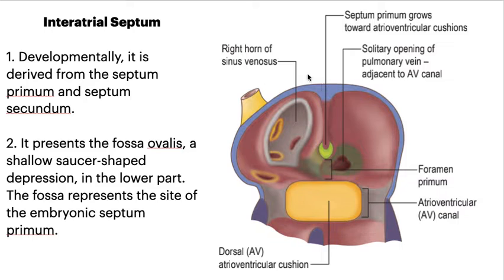So you can see the right horn of sinus venosus, which will give rise to the venous component, or the smooth posterior part. Now, like I mentioned, this interatrial septum between the two atria derives from the septum primum and the septum secundum. It presents with the fossa ovalis. It is a shallow saucer-shaped depression in the lower part, representing the site of the embryonic septum primum.